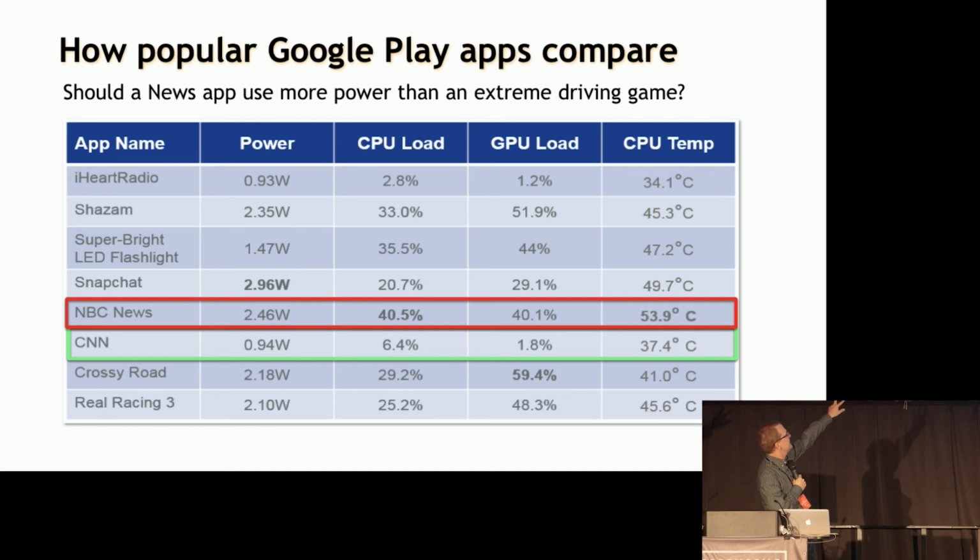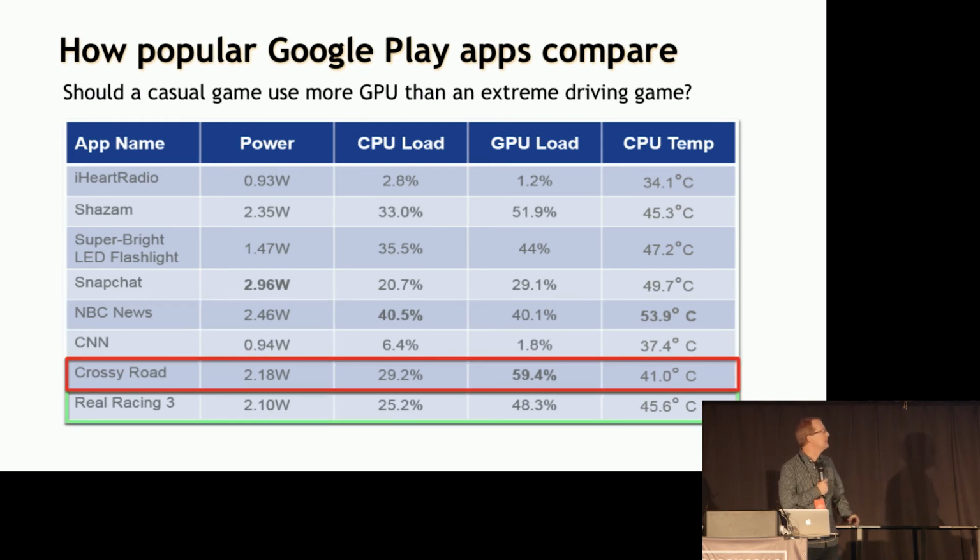Here are 2 different news apps. You can see one is very well behaved, under 1 watt, very minimal CPU, GPU. Processor is almost room temperature. And then there's another app that's using a massive amount of CPU and GPU. And we're not playing video. It's just a static news feed. No reason for that, some serious problem.